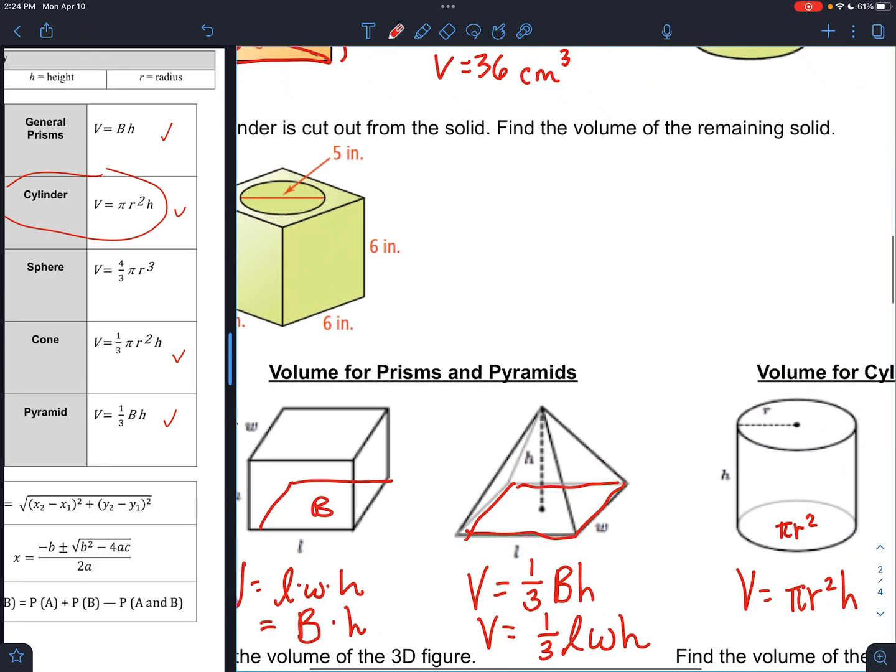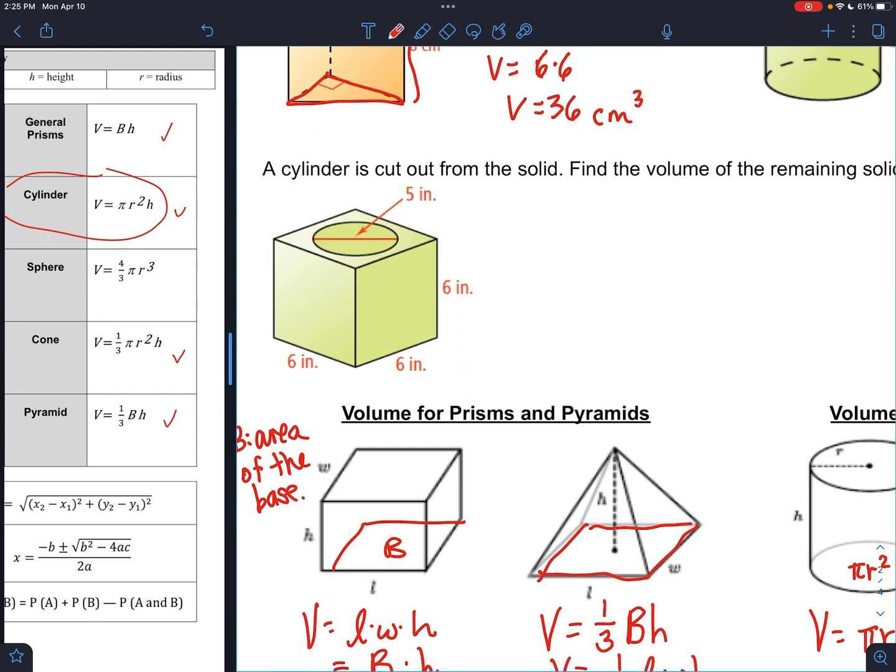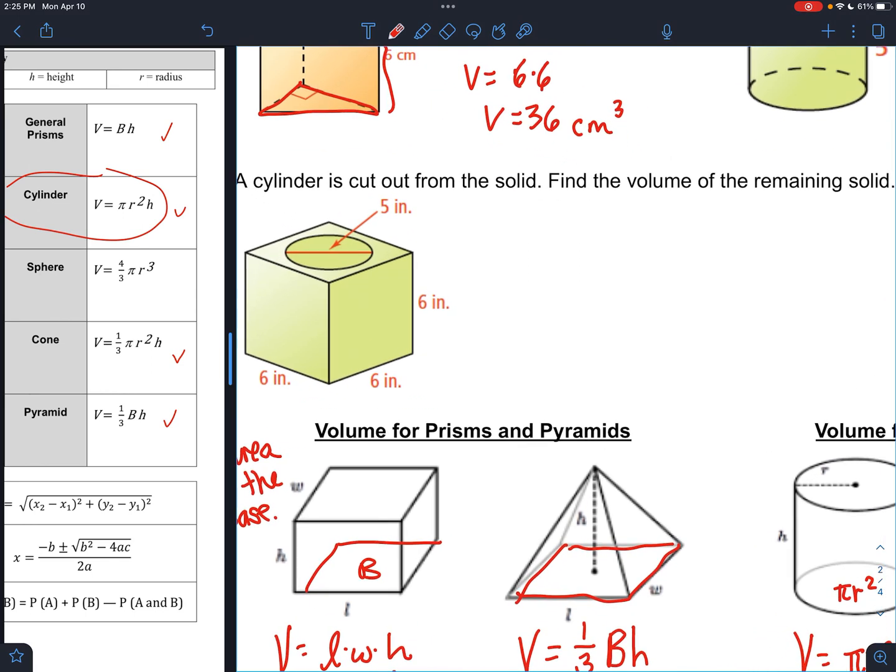Now, this is how they extend a little bit. So they're going to give you a scenario where something's being cut out of the solid, or you're subtracting something. And you need to find the volume of the remaining solid. So we have a cube or a rectangular prism that has squares on it. And in general, let's go ahead and write down the formula with some pictures first. So it's going to be the volume of that cube minus the volume of that cylinder.